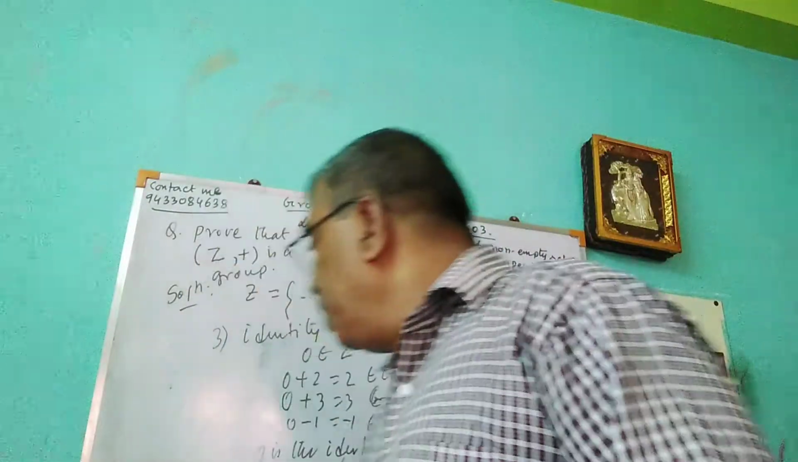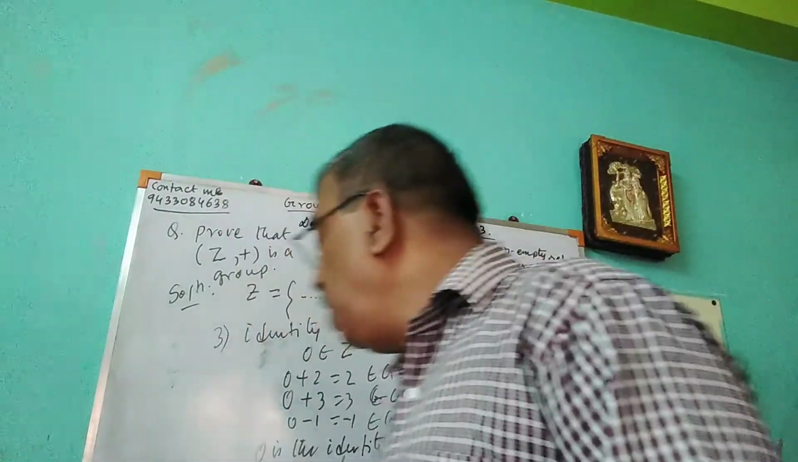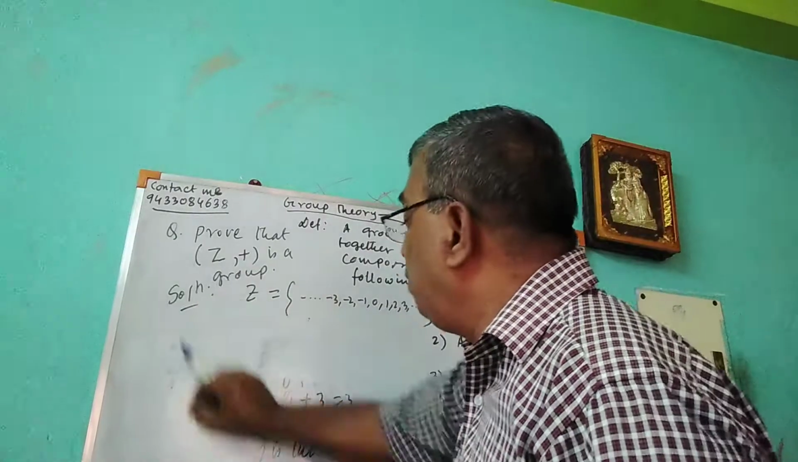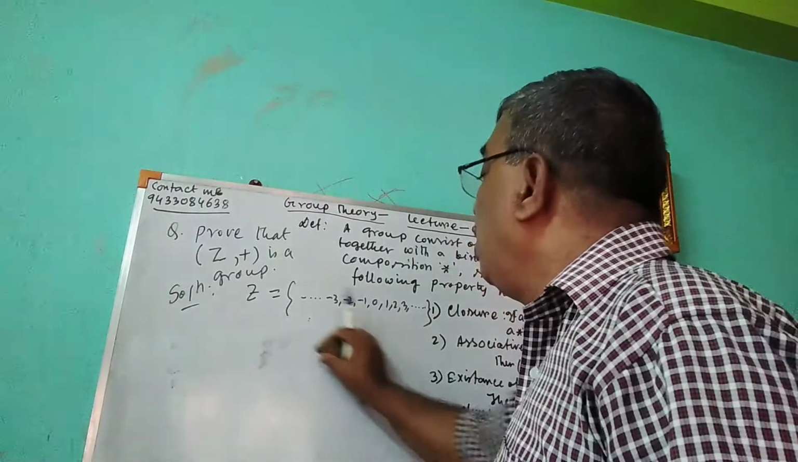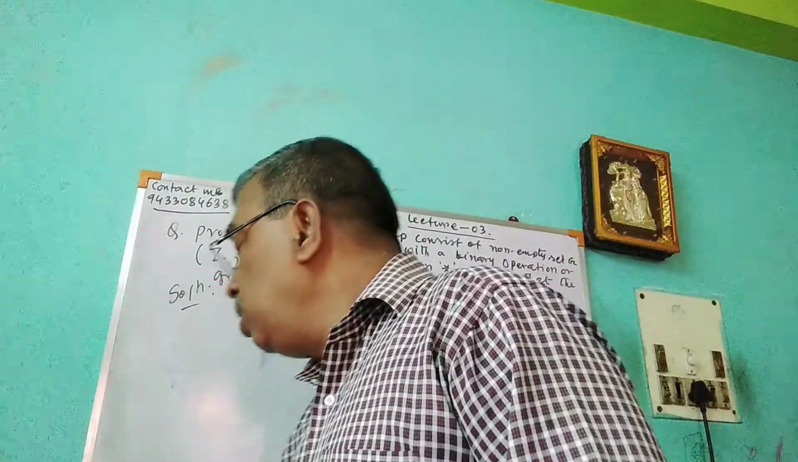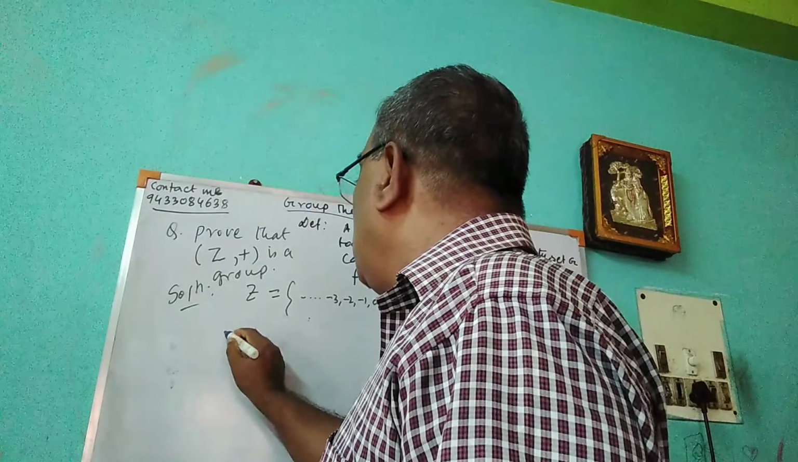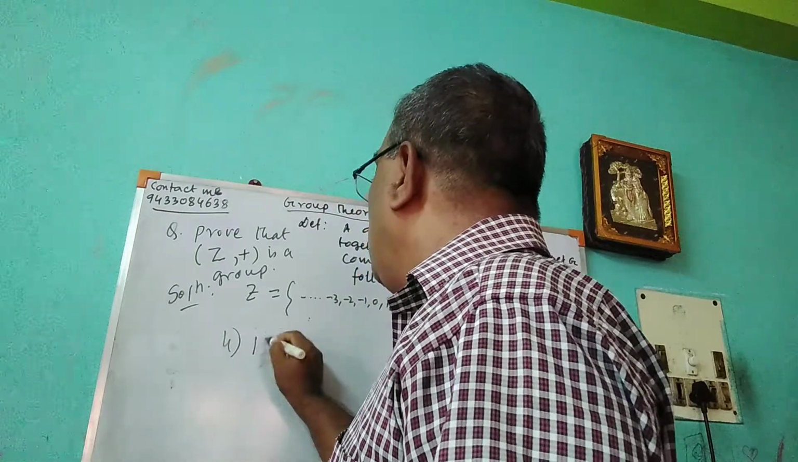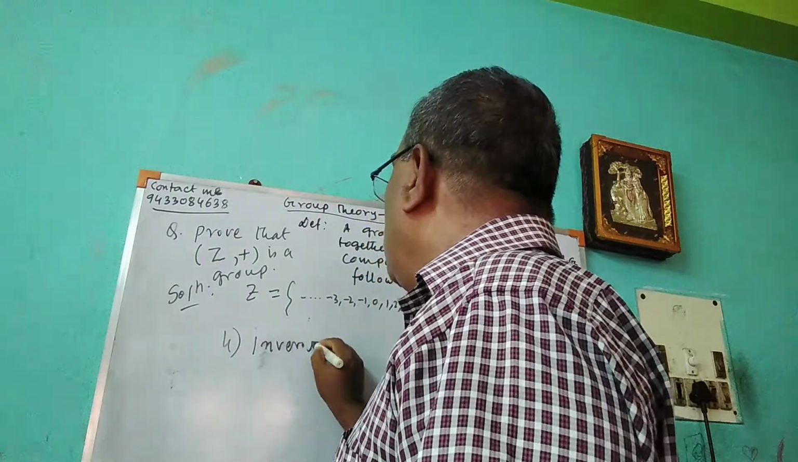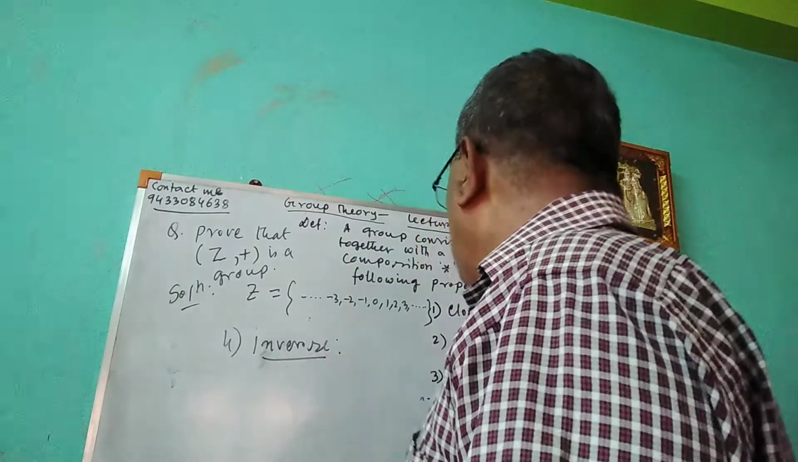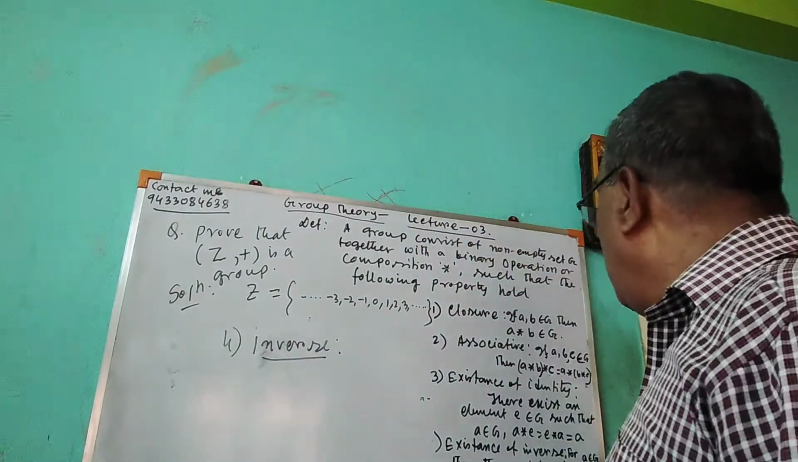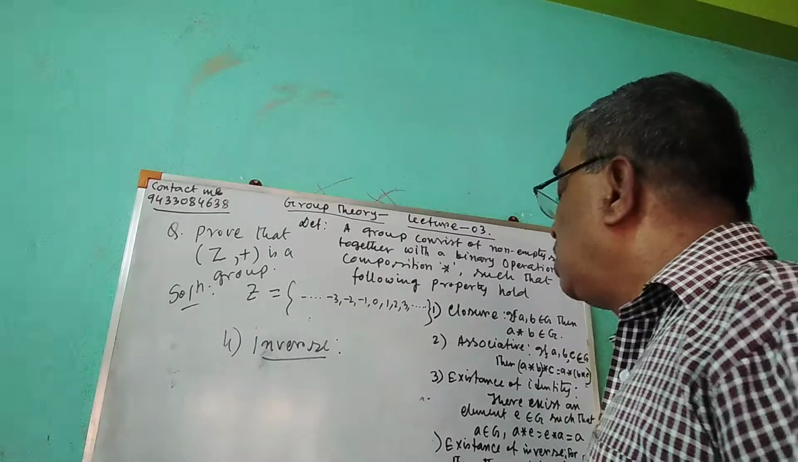Okay. Now we will check, the identity element is 0. Be careful. You have to remember. Now inverse. For property number 4, existence of inverse, say 2.